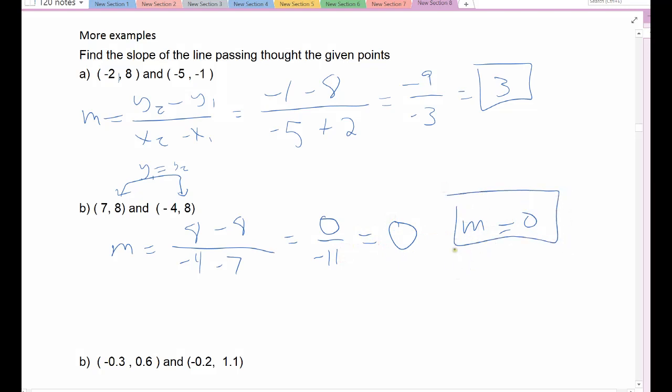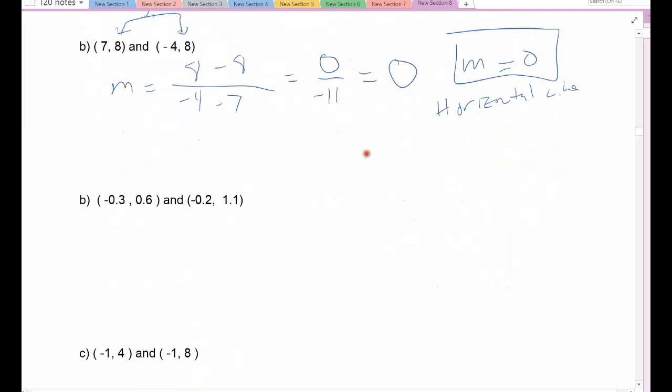So this is a special line. There is no increase, there is no decrease. It's a horizontal line or a constant function. Alright, next example.